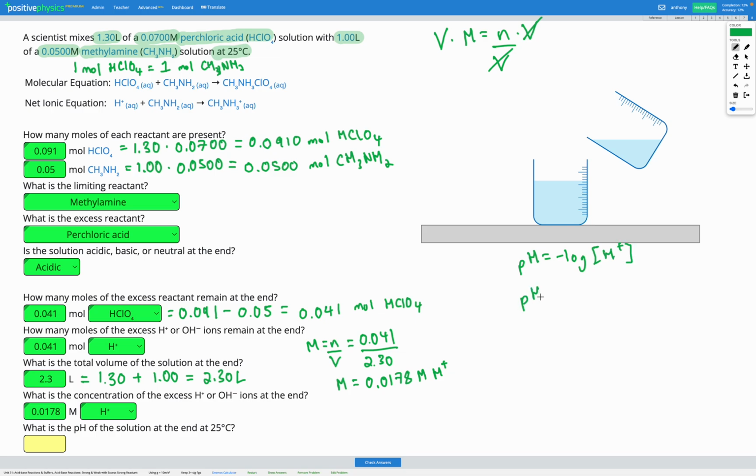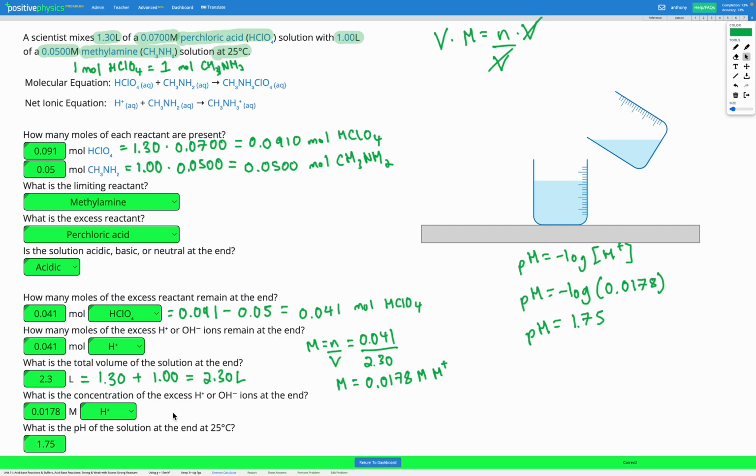So pH is equal to negative log. We just calculated the concentration of H+ ions is 0.0178 molar. So if we put that into our calculator, we're going to get a pH of 1.75. So we can go ahead and fill that in down here.